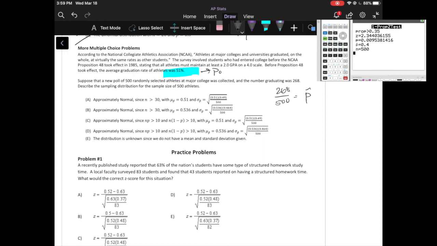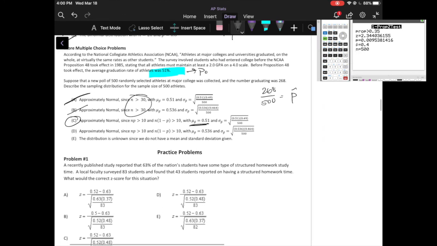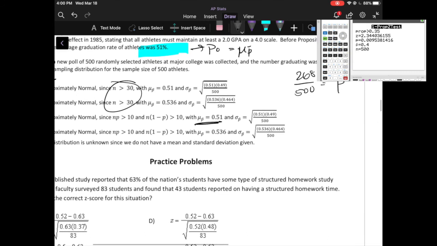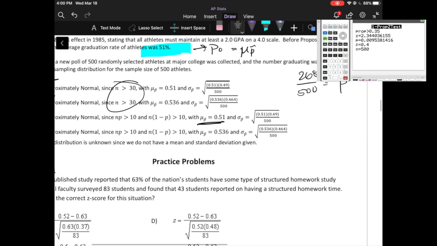Okay, so we know that it's not A and B because we're not looking at n is greater than 30. That's only if we're doing a sample mean. Since we're doing a sample proportion, we need to look at size 10. Now, I know that the answer is going to be C because mu of P hat equals 51. So remember, P naught equals mu of P hat. And we know that the standard deviation is calculated by using this equation. Okay.